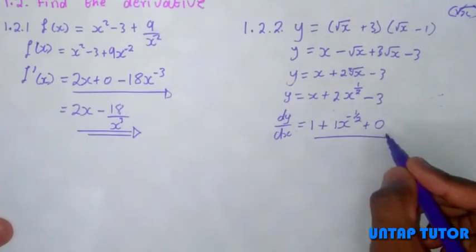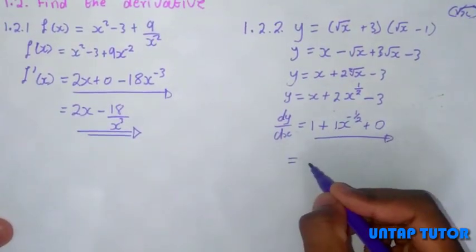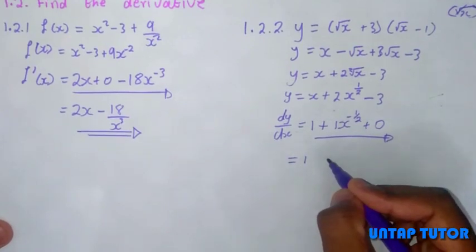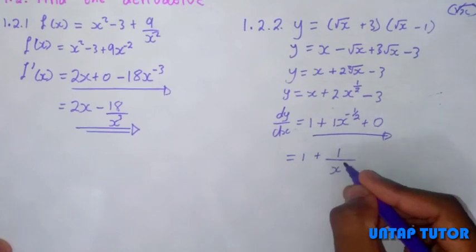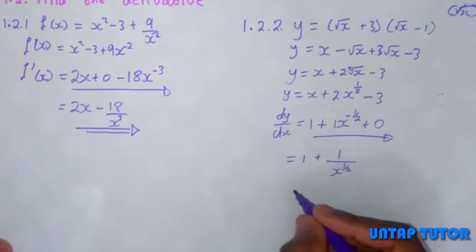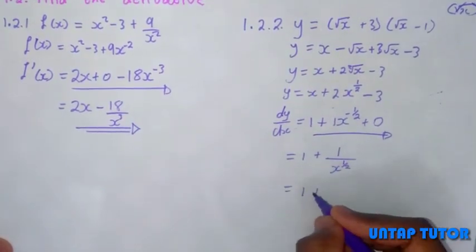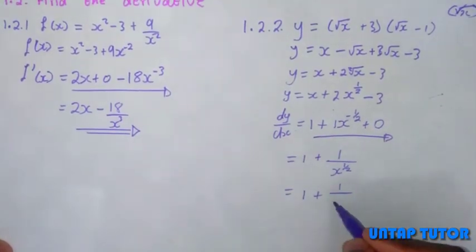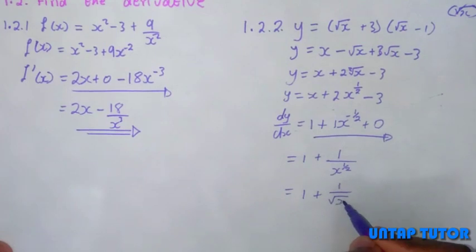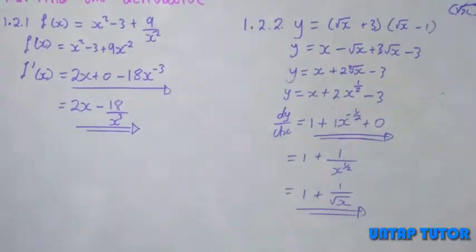So this is our answer for this, but we can still go ahead and simplify and say it's 1 plus 1 over x to the positive 1 over 2. And then x to the power of 1 over 2 is obviously the square root of x. And that is it. You can go ahead and get your full 12 marks.